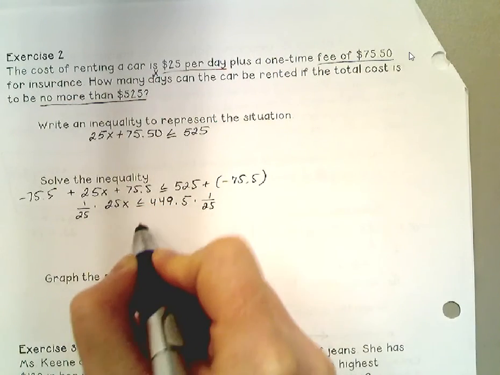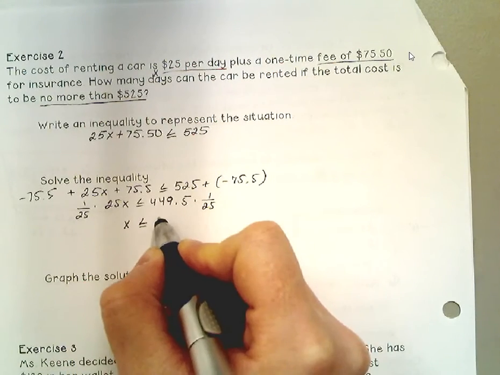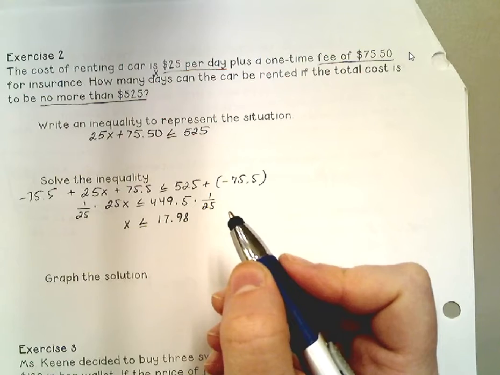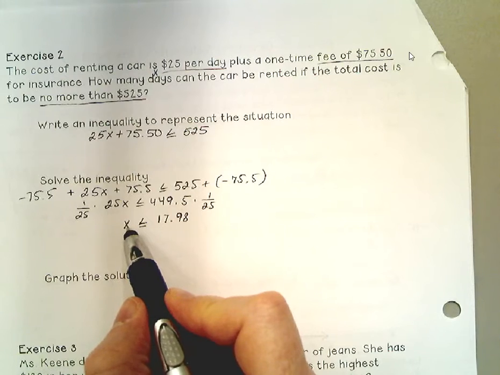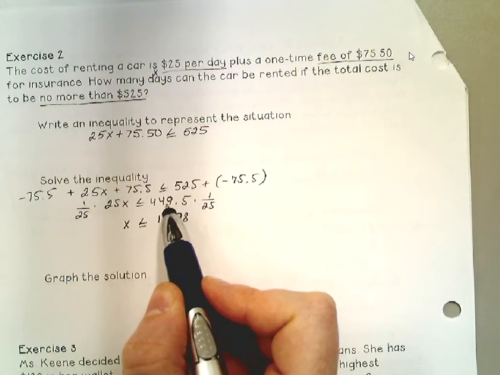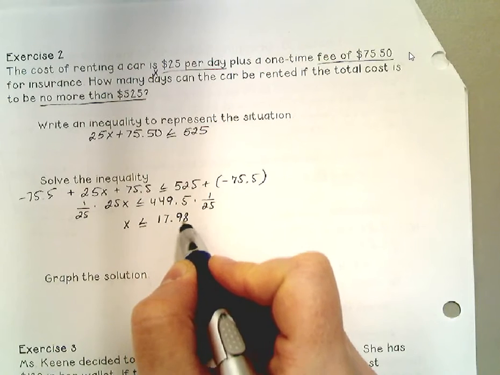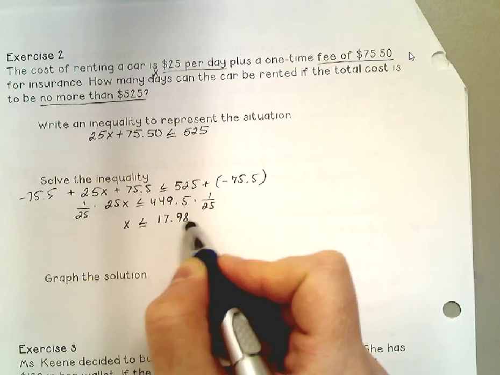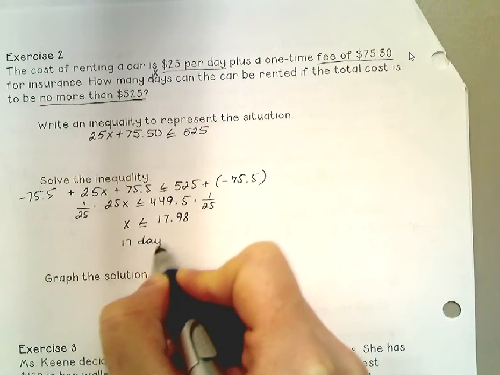1/25. We are multiplying by a positive number, so the inequality sign is preserved. And x is less than or equal to 17.98. Okay, so this is the number of days, right? It can be less than 17.98, but it cannot be more. And the number of days we will count as a whole number rather than a decimal, because we count by days, right? So we will talk about 17 days.